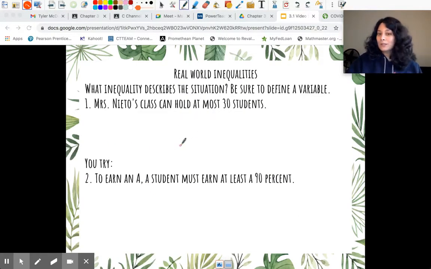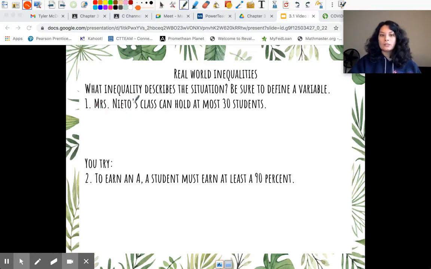Okay, so the last thing that we're going to cover in this particular lesson are real-world problems. Real-world problems are kind of like word problems, but we're not really solving anything yet. We're just going to write an inequality that represents the situation. So we still want to define a variable, kind of how we do when we're doing word problems for equations. Your variable is going to be the value that can kind of vary.